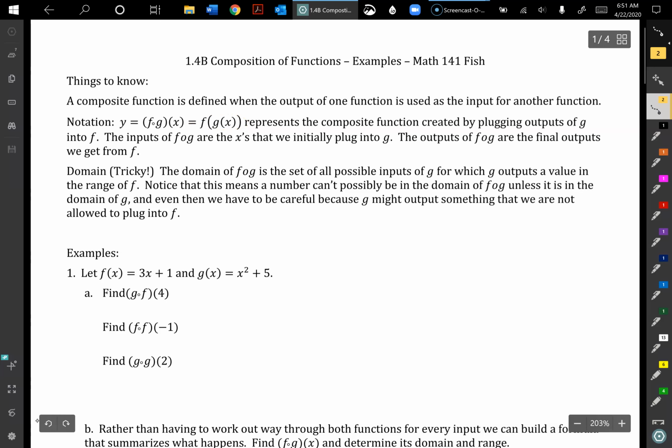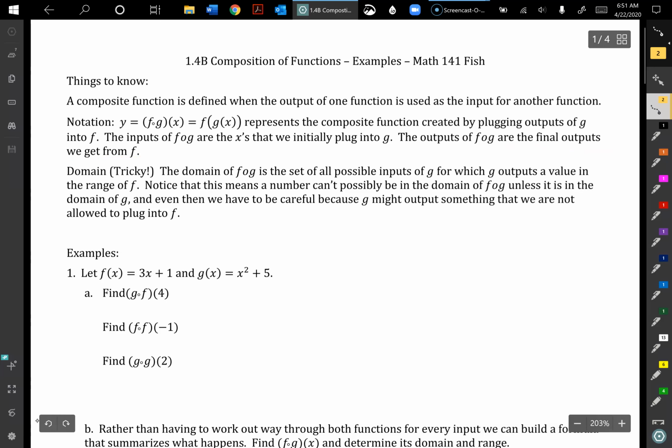So this right here, we usually would say f compose g of x, and this one here, f of g of x. That represents the composite function created by plugging outputs of g into f. The inputs of f of g, sometimes it looks like fog, are the x's that we initially plug into g. The outputs of f of g are the final outputs we get from f.